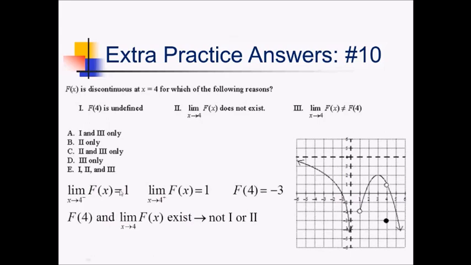But having said that, although these both exist, the limit as x approaches 4 is 1, and f of 4 is negative 3, so they don't equal each other, which means that option 3 is what we want here, them not equaling each other. So that's option 3 only, choice D. We're not continuous at x equals 4 because of choice D.